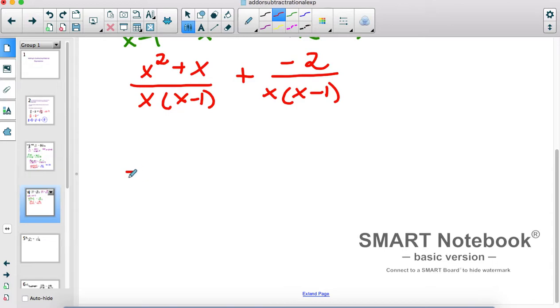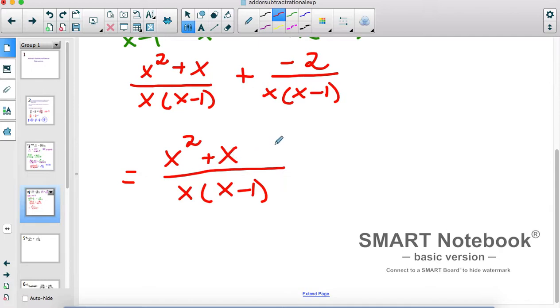Okay, so I'm going to combine them all under one fraction that has our denominator. And then I'm going to add the top, x squared plus x minus 2. Very good. All right, you're almost done, but you should try to factor the top to see if anything cancels. Let's see if it's factorable. It looks like it is.